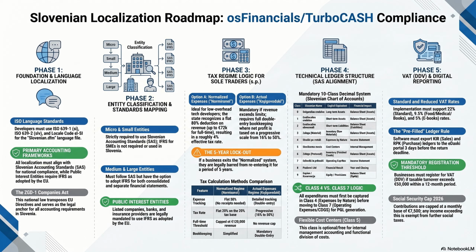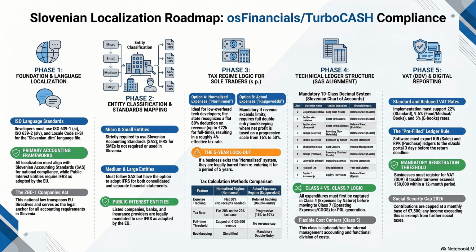Okay, for a sole trader, the first path is the actual expenses regime. This is standard, rigorous bookkeeping. You track your actual revenue, you deduct your actual documented costs like rent, software subscriptions, materials, and your net profit is taxed on the standard progressive personal income scale. Which is how much? For 2026, that scale starts at 16% and climbs all the way up to 50% for high earners. Very standard. You make more, your percentage goes up.